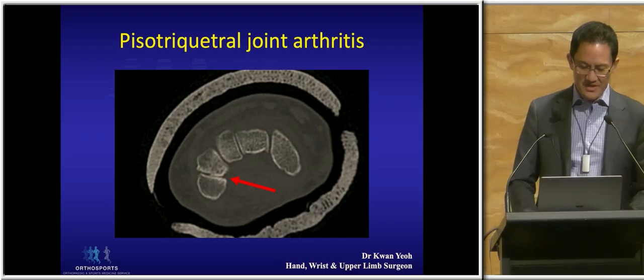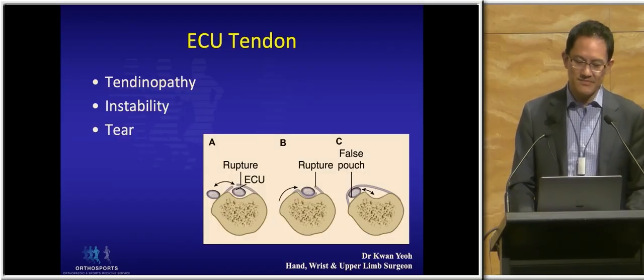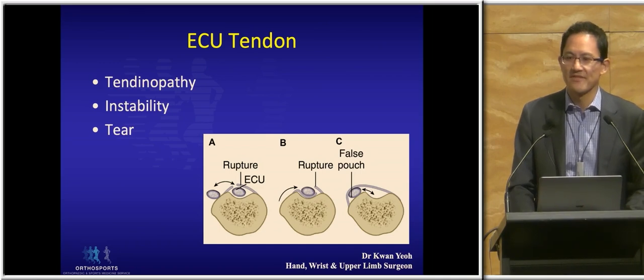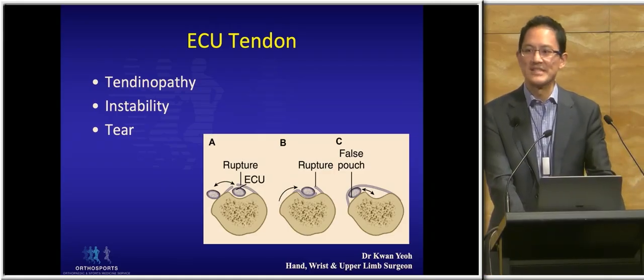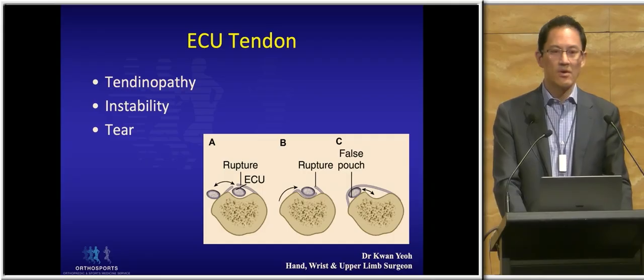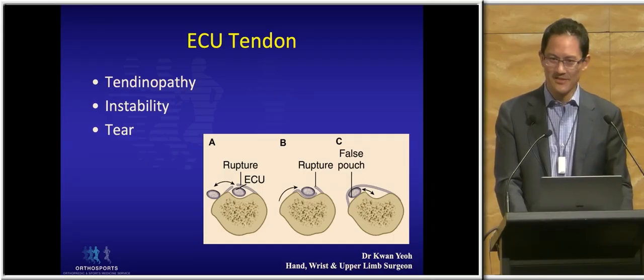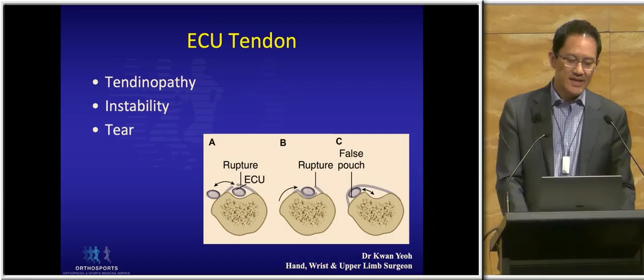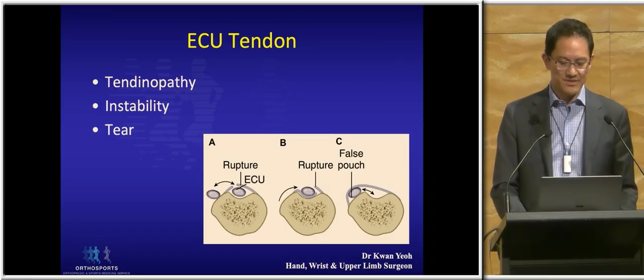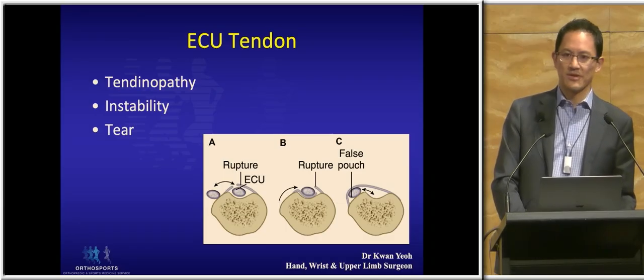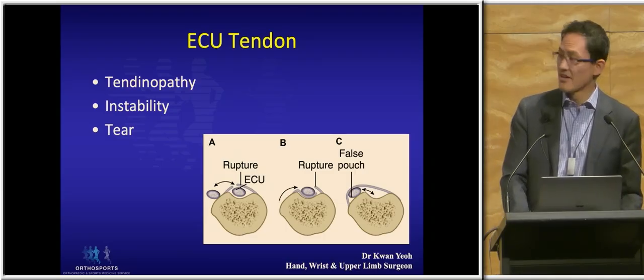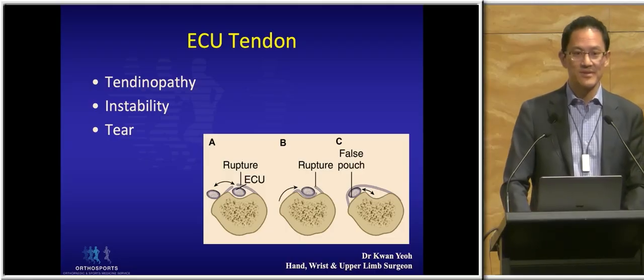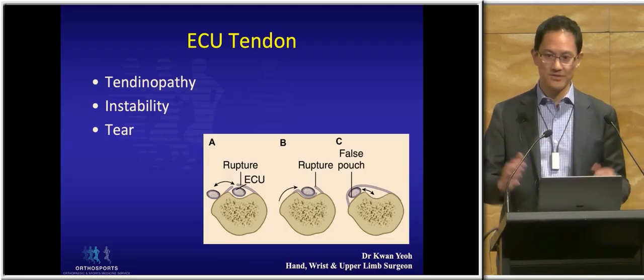Now, the last thing I want to mention here is ECU tendon. ECU tendinopathies are fairly common. You will see this in patients where they come in with either a tendinopathy or perhaps subluxation and instability of the tendon, or very rarely a tear in the tendon itself. If the non-operative management does not work, then you have to consider whether or not they need something to stabilize the tendon. This particular diagram here shows a few different types of ruptures of the sheath that holds the ECU tendon in place.